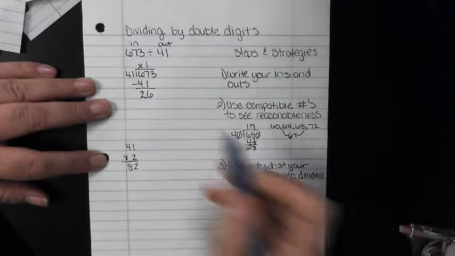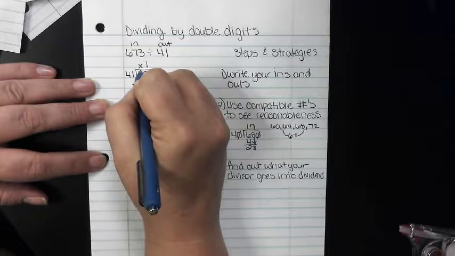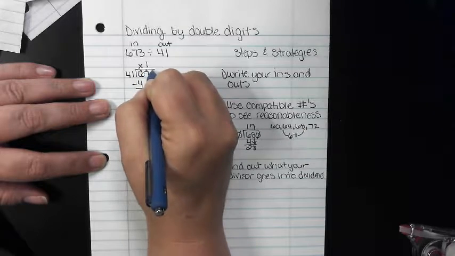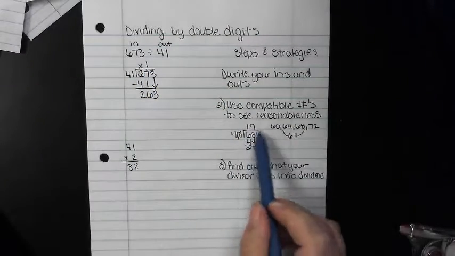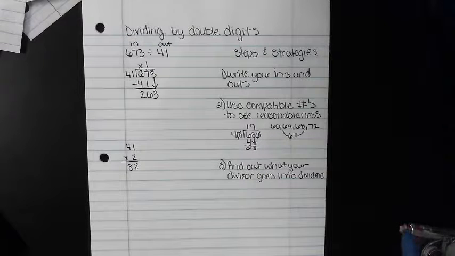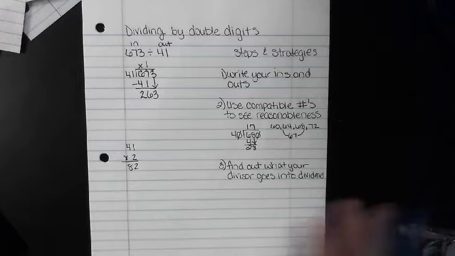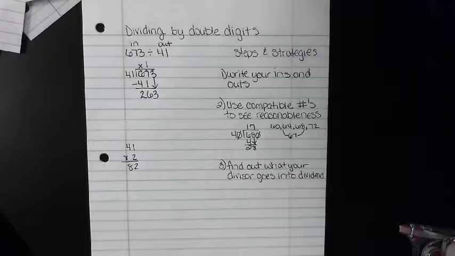I now have one more number. See, everything underneath has to have something above it. So I'm going to bring down this 3. Now this tells me it's going to be somewhere around 7. But I'm going to go ahead and show you strategy 2.